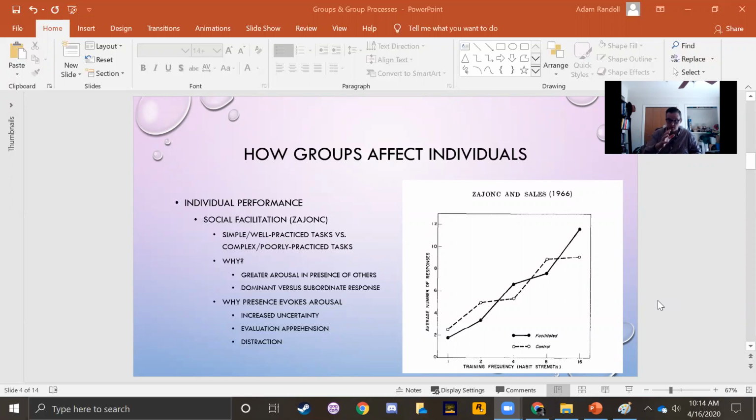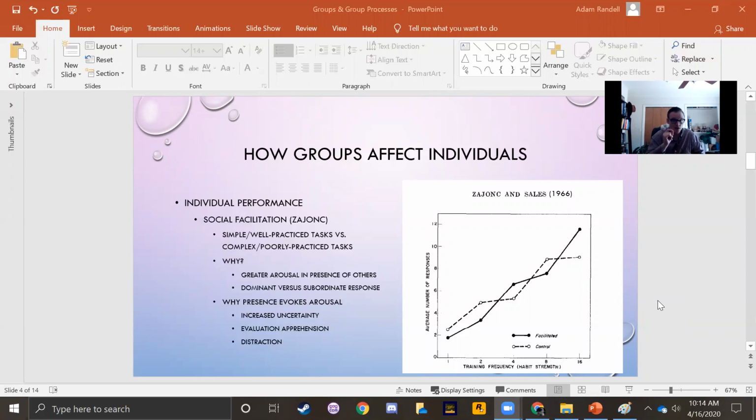All right, so again, behaviors that are simple or well practiced, they are facilitated. We tend to do better at those kinds of tasks in the presence of others. Whereas tasks that are more difficult or at least more complex and not as well practiced, so poorly practiced, those tend to be impaired. Those tend to be harmed when in the presence of others.